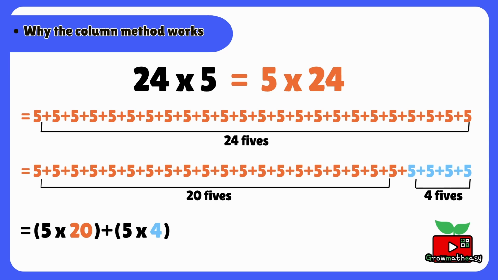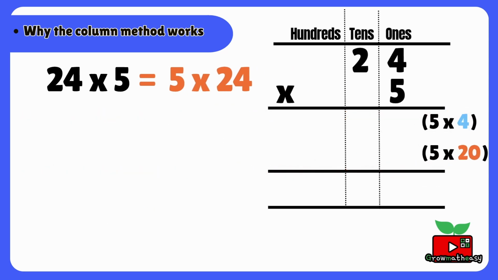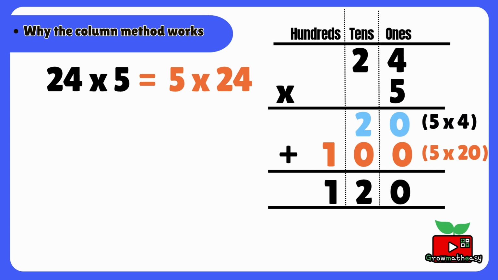Now, let's look at it using the column method. 5 times 4 is 20. 5 times 20 is 100. Add them together and we get 120. Exactly the same result. Here's what's happened step by step.